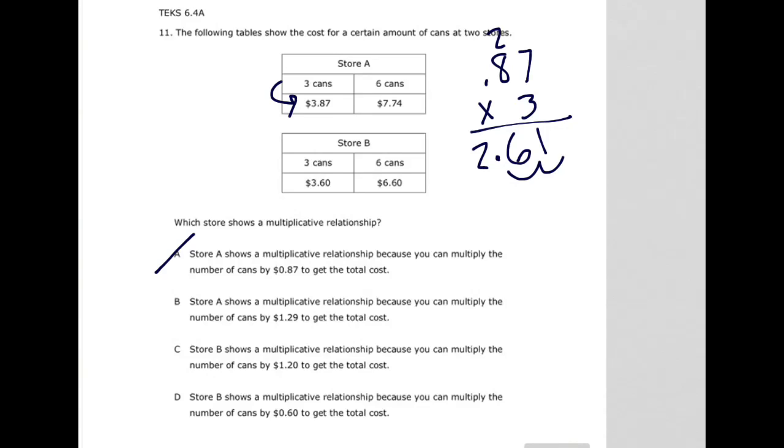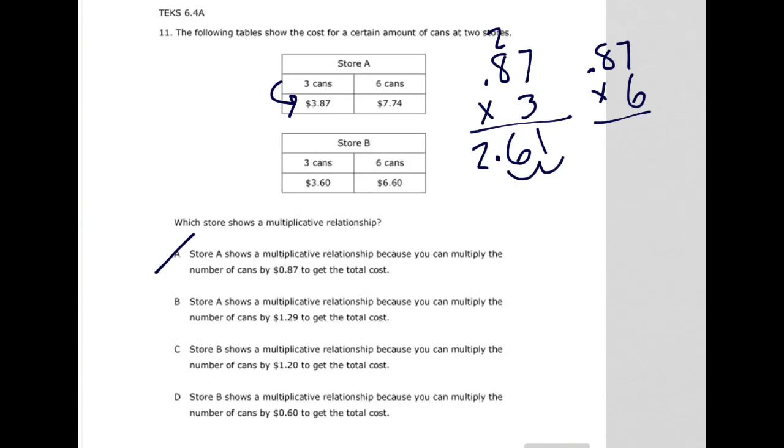And I could also check when I multiply 87 cents times 6, I could see if that gets me $7.74, which it won't. And so I know that A is incorrect.